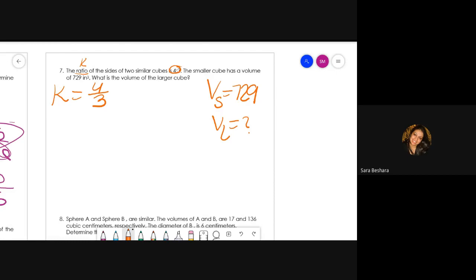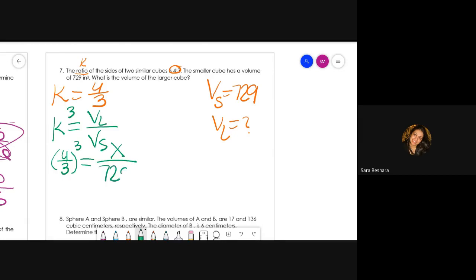So we need to use K to find the volume. Again, when you find the volume, remember it must be K to the third power. It needs to be K cubed equal to volume large over volume small. Again, 4 is bigger than 3, that means the large is on the top, the small is on the bottom. So K cubed here is 4 over 3 cubed. Volume large, I don't know. Volume small is given, 729.